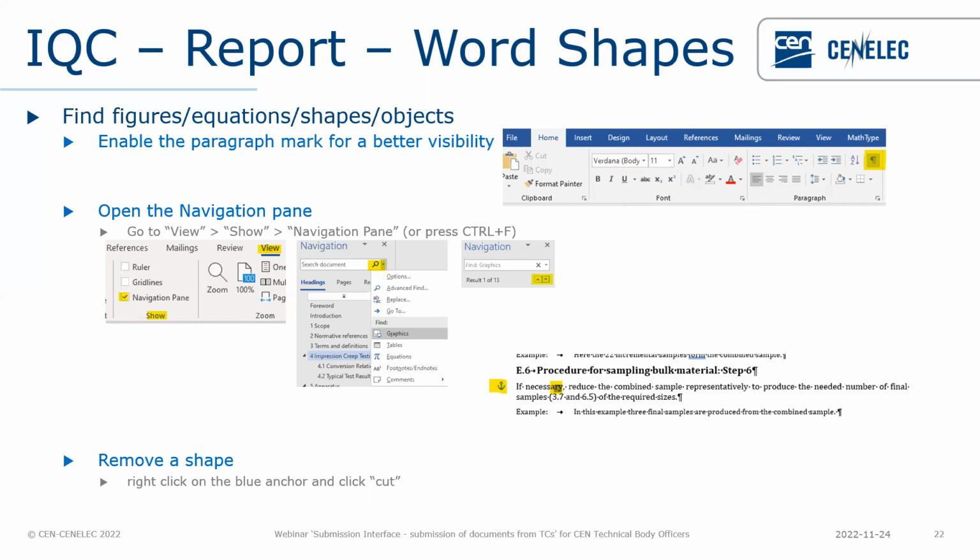In order to remove them, as you can see, once it's selected, you have the blue anchor appearing on the left side, and there is a little gray square that appears behind the word necessary. When you click on the blue anchor, you can right click and press cut, and that will be removing in this appearance that was a shape.